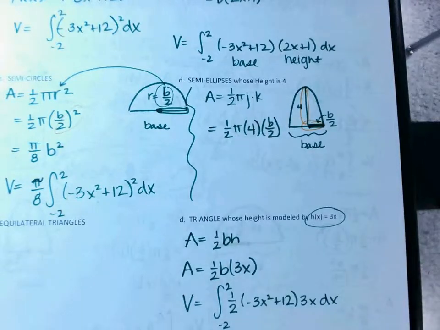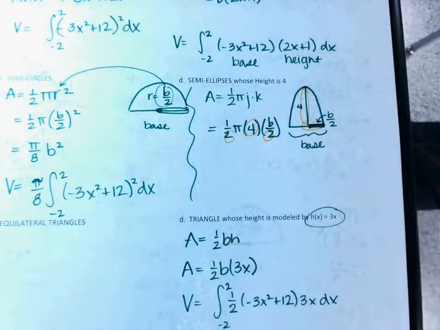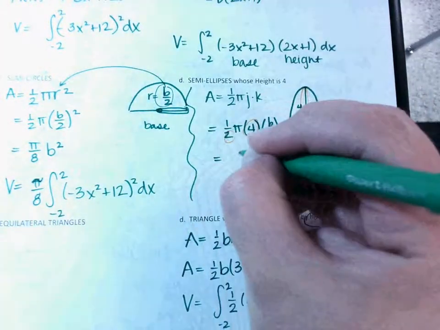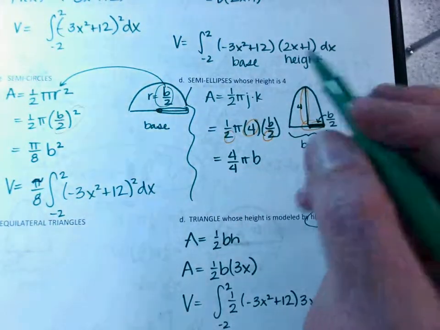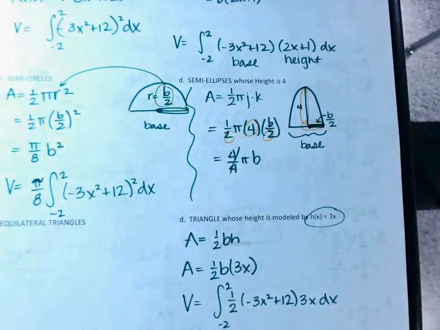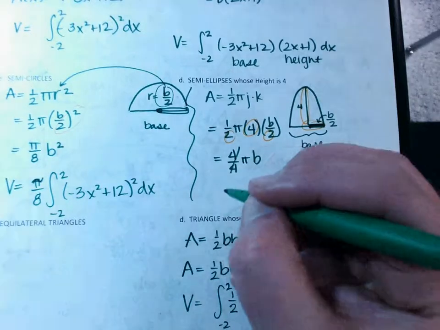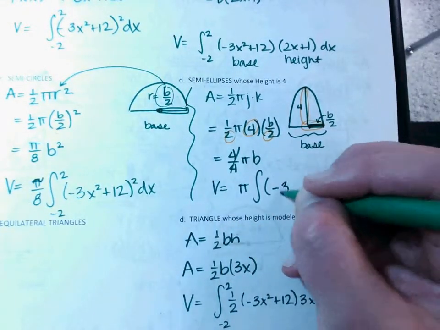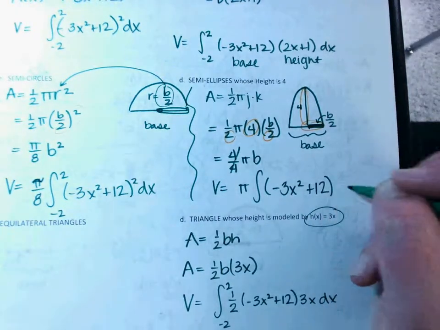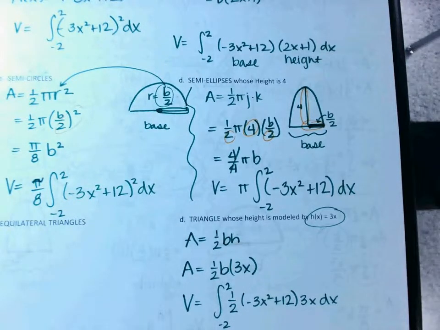Okay, we'll then multiply the bottoms together. 2 times 2 gives you a 4, but then I have a 4 on top as well. So I would have 4 over 4 pi times b, and then I'm just going to cross the 4's out. Because remember, my half and my other half are a 4 on the bottom, and then I had a 4 on the top from the height. So then volume equals pi b, from -2 to 2. Okay?